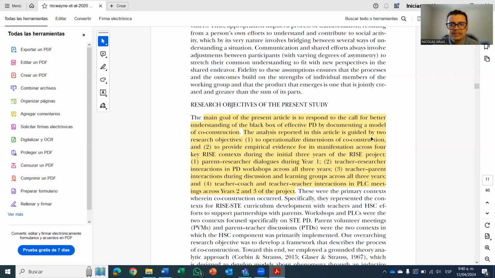They say that the analysis reporting is guided by two research objectives: to operationalize the dimensions of co-construction, and to provide empirical evidence of manifestation across four key contexts during the initial 3 years of the RISE project. Parent research dialogues during year 1, teacher-researcher interaction in PD workshops across all 3 years, teacher-parent interactions during discussion and learning groups across all 3 years, and teacher-coach and teacher-teacher interaction in PLC meetings across years 2 and 3 of the project.